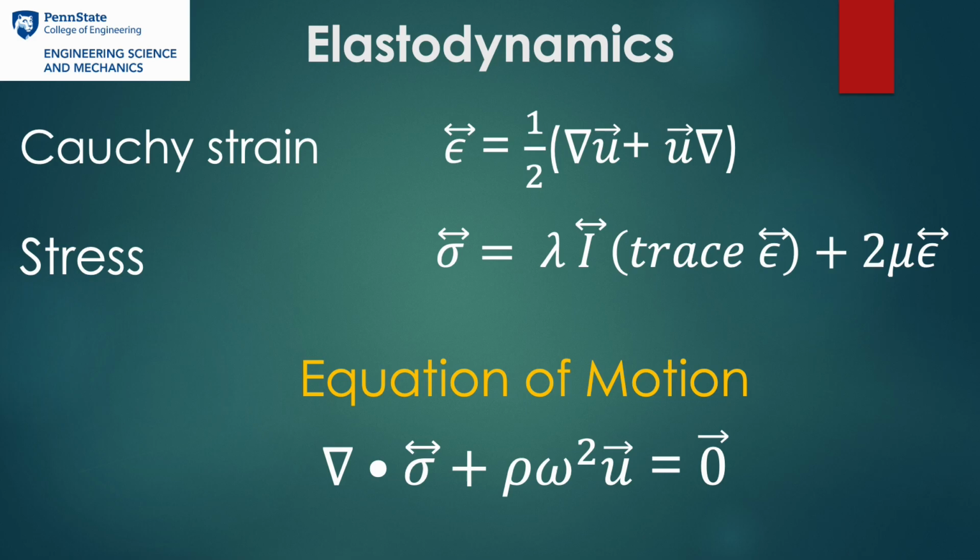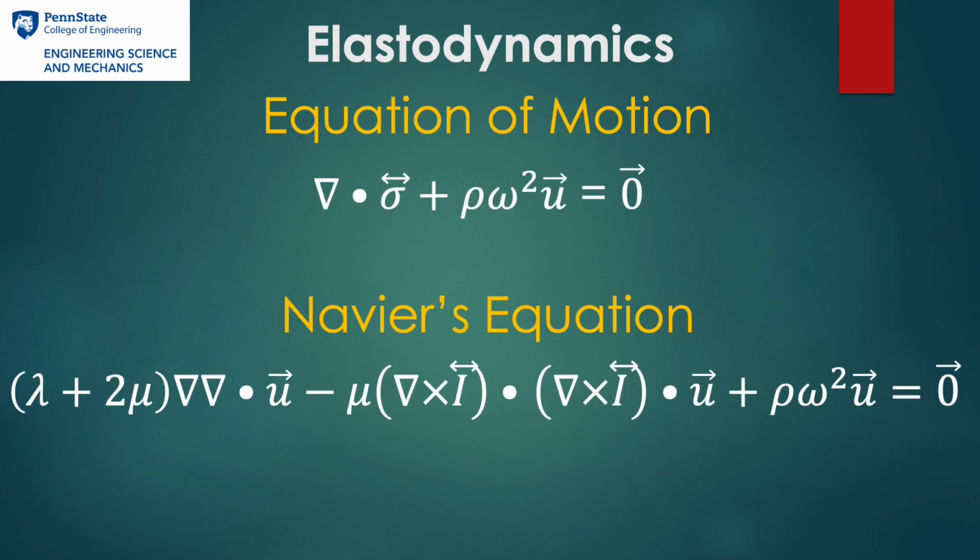Substitute the equation for stress followed by that for strain in terms of displacement. And as you all know very well, Navier's equation pops out. It contains a double curl term, just the same as in electromagnetics.